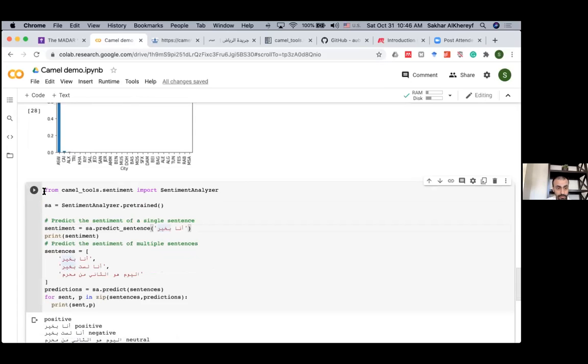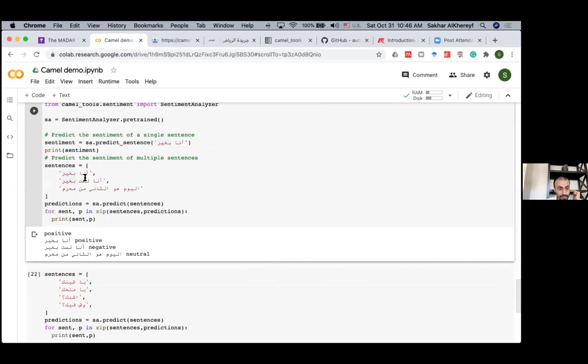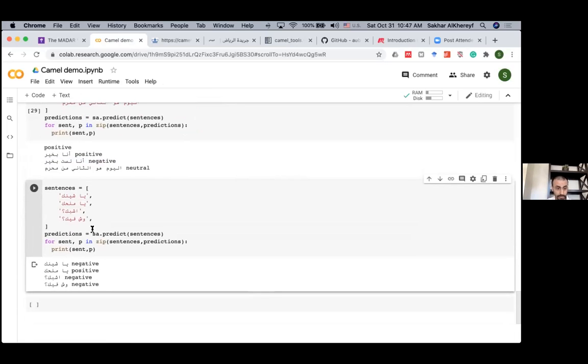Another tool in CAMeL Tools is the sentiment analyzer. Here are three sentences. The first one is positive, أنا بخير, or I'm good. I'm not good, or أنا لست بخير, is negative. So it also learns negation. Although all words are positive, because it's negated, it's predicted as negative. The third example is just neutral. It is not positive or negative. I tried some examples in different dialects, and it works very well. This is in Riyadh dialect and in Jeddah dialect, and it was predicted very correctly.